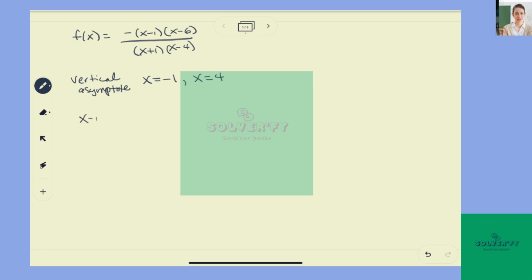The x-intercepts are the values that make my numerator 0. So I'm going to have x-intercepts at 1 and 6. So they will be the points (1, 0) and (6, 0).